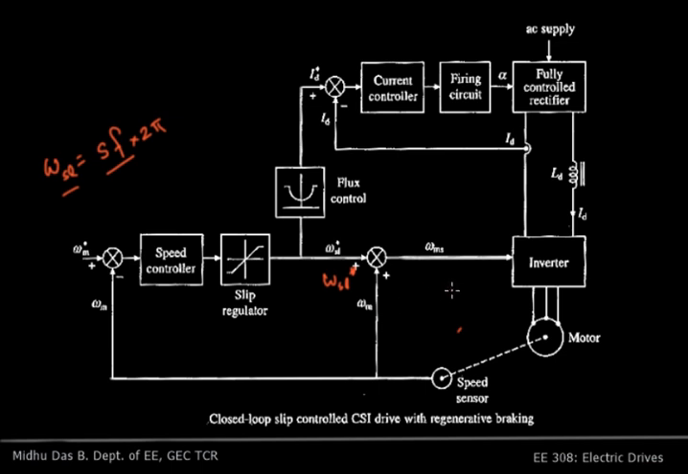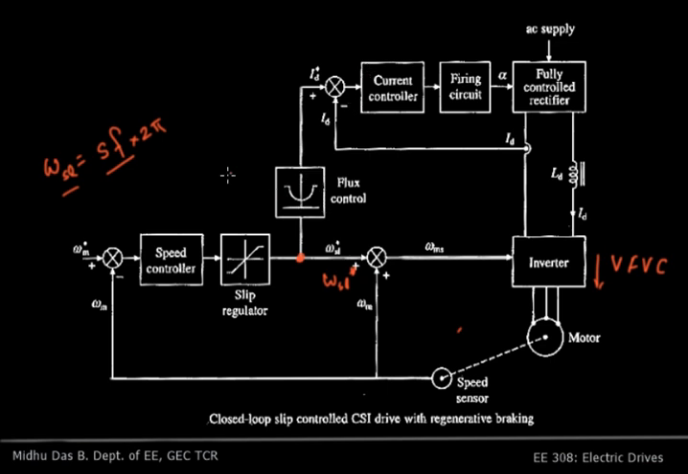Then the synchronous speed will determine the frequency of the inverter. So as I said, it is a variable frequency, variable current source, which is producing a variable frequency using the inverter itself. So the frequency is determined by the inverter and the current is varied from here. For that, the omega SL is given to a flux control block. We have already discussed this.